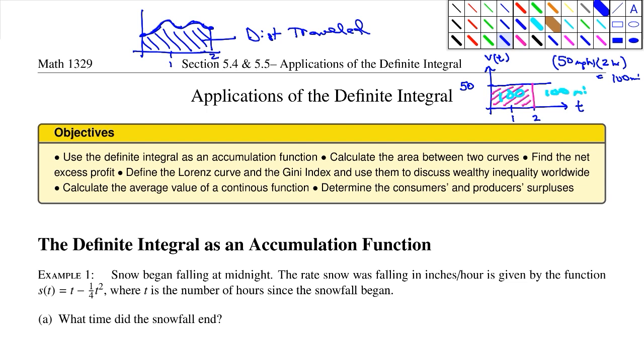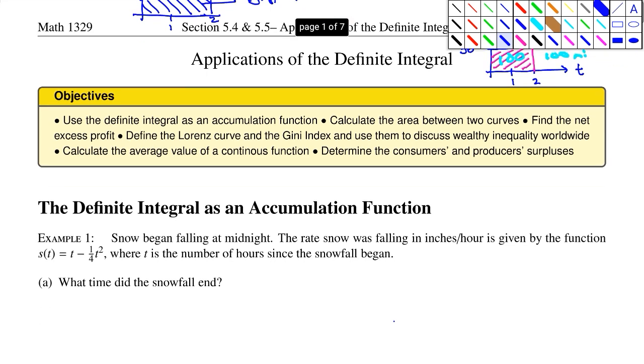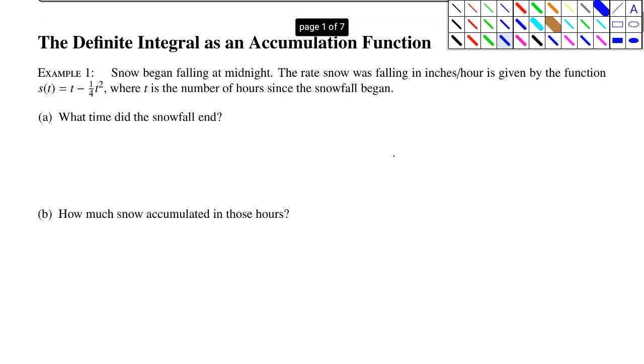But the key here is that the curve that you have is a rate, meaning that it is some sort of derivative, and then what you accumulate is the antiderivative, or at least it's related to the antiderivative, and whatever that antiderivative unit would be. So let's take a look at this section, the definite integral as an accumulation function.